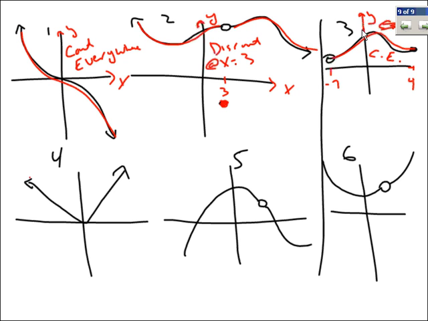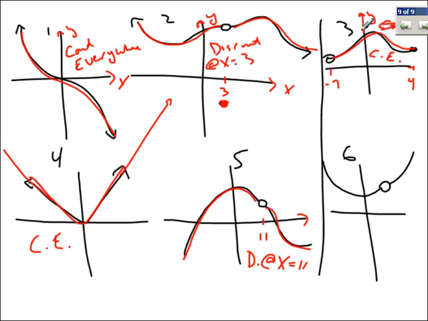The next graph, I can graph without lifting my pen. I mean, in reality, I can't graph because I have to stall way up at the left, and I never really finish. But other than that, it's continuous everywhere. This graph, I have to lift my pen right here to continue. If this is 11, it's discontinuous at x equals 11.